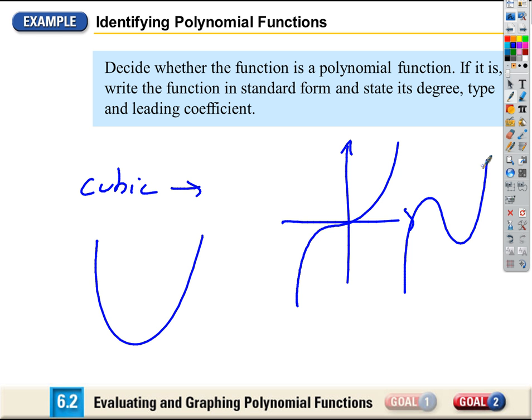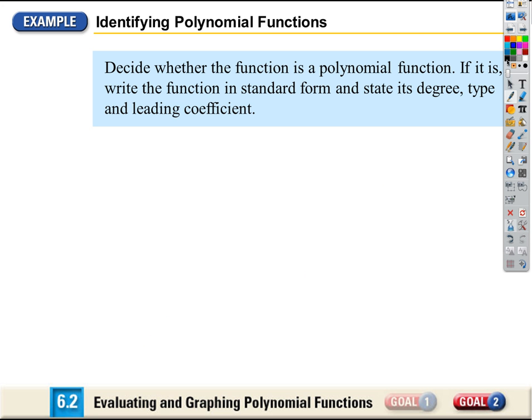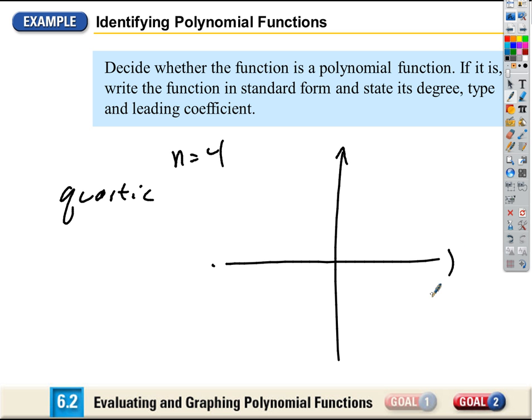So for a parabola, when it's x squared, the degree is 2. It can only have 1 turning point, and that's the vertex. But as we get bigger and bigger polynomials, they can turn more often. Okay? So what about a quartic? A quartic would look like this. Remember, that's n equals 4. So it would look something maybe more like that.